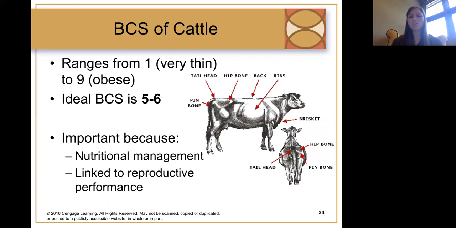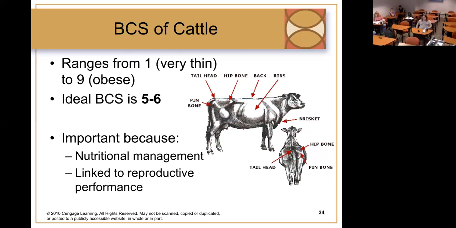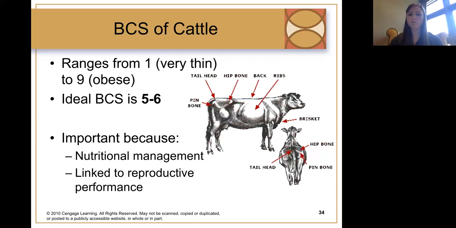And it's also really important because body condition score is linked to reproductive performance. So if you have a cow or a heifer that you're going to breed and she has a really low or too high body condition score, you may have trouble actually getting her pregnant and getting her to carry that to term, and other reproductive problems can come from that. So body condition score is really important in that way.